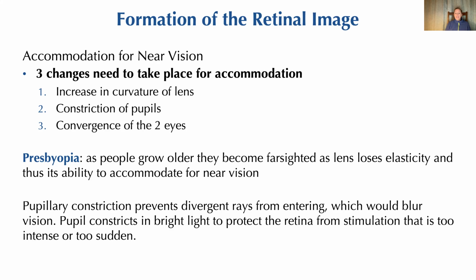When our pupils constrict, as part of this process, number 2 here, it prevents divergent rays from entering, which would cause some blurring of our vision, okay? So the pupil constricts in the brighter light in order to protect the retina from too much extraneous stimulation.